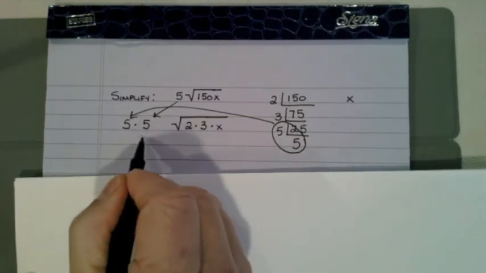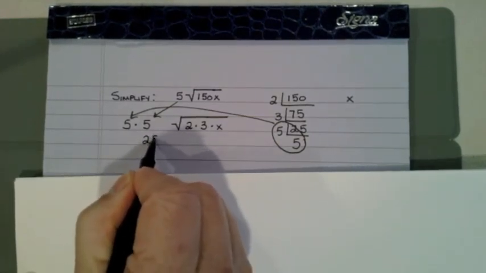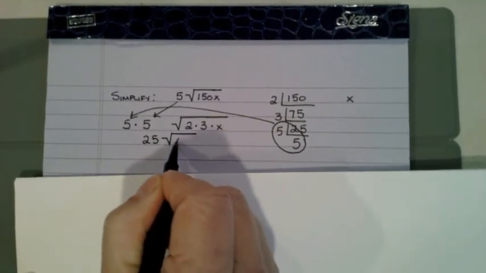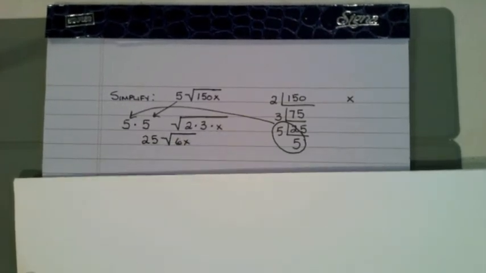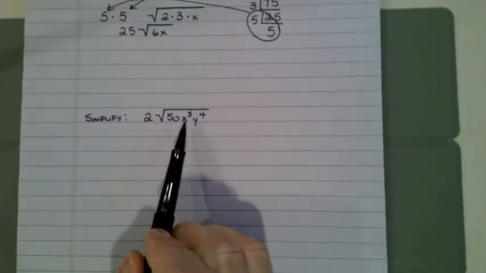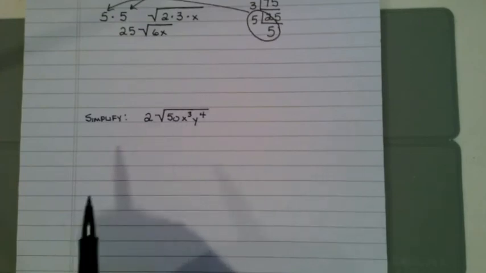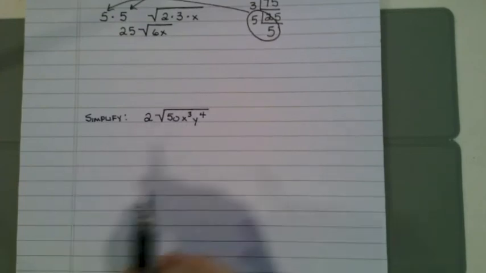I multiply my numbers on the outside together. I get 25. I multiply everything up under the radical symbol together. I get 6x. Now there is another method for figuring out how many x's, y's, how many variables go on the outside. I'm going to show you this other method.